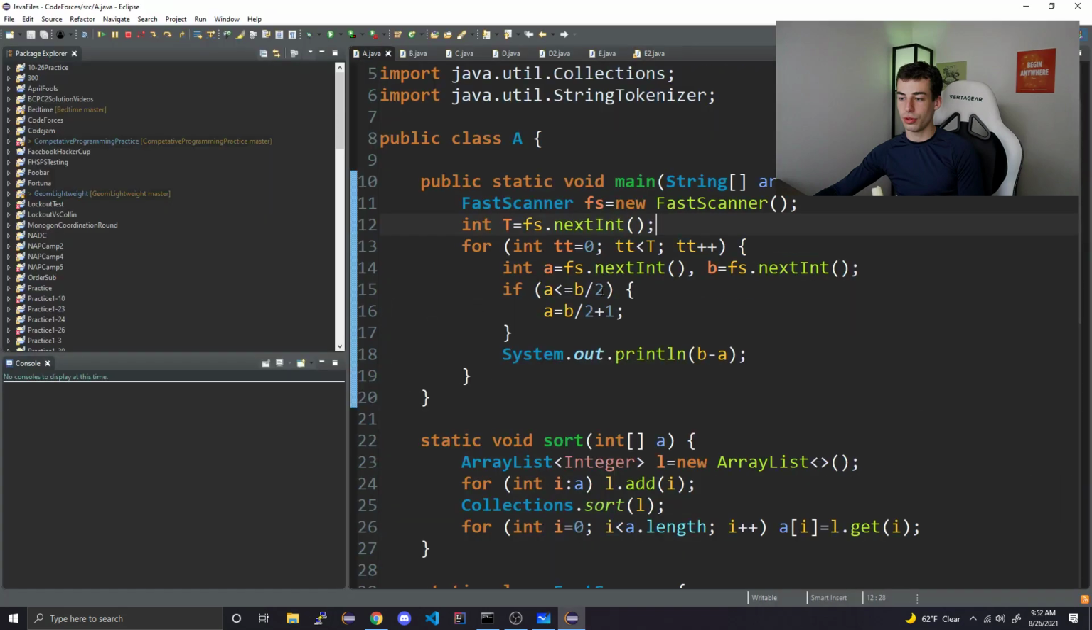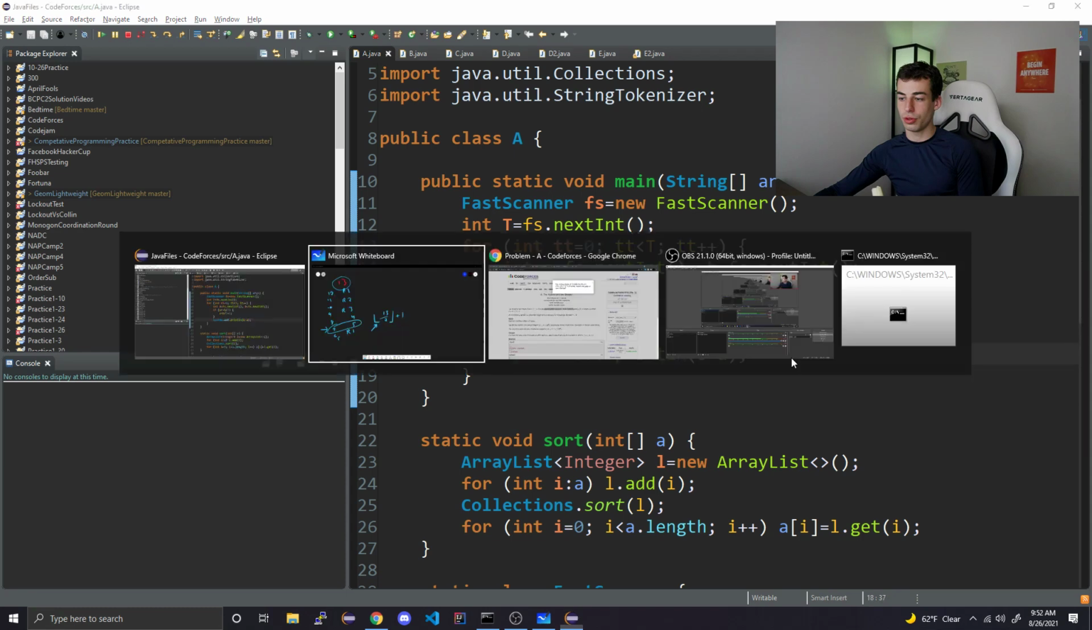So here's what that looks like in code. Pretty simple. And that's the solution. That's problem A. That easy, guys.